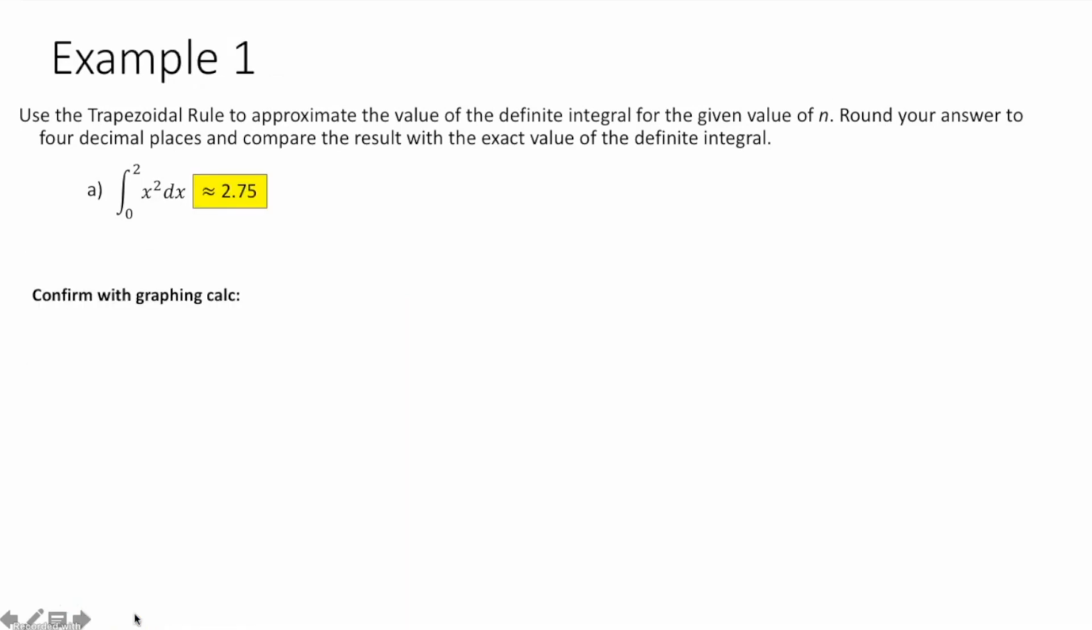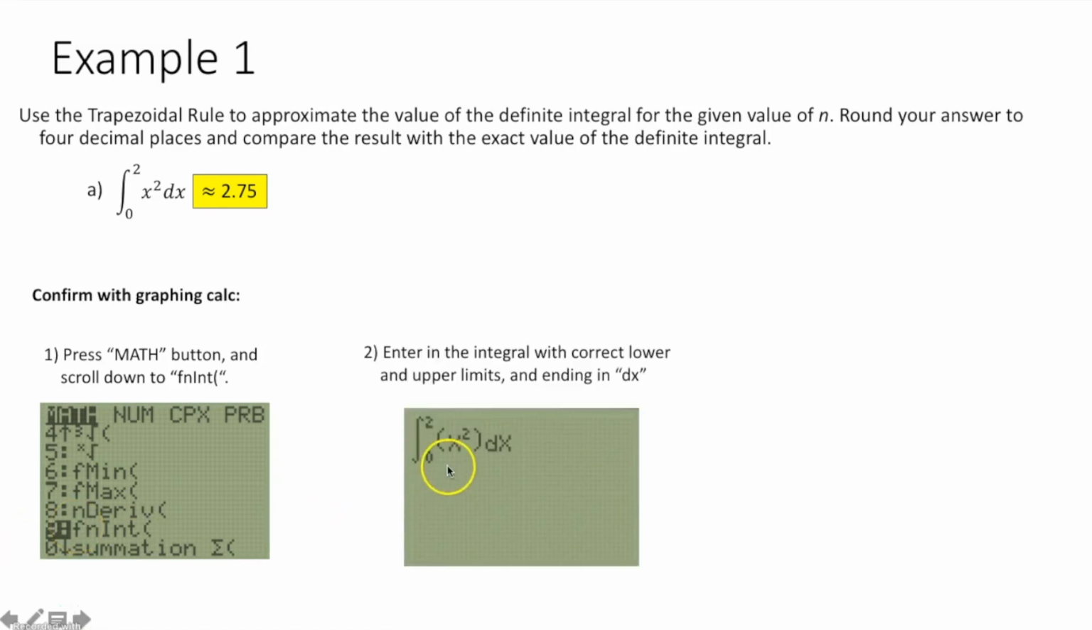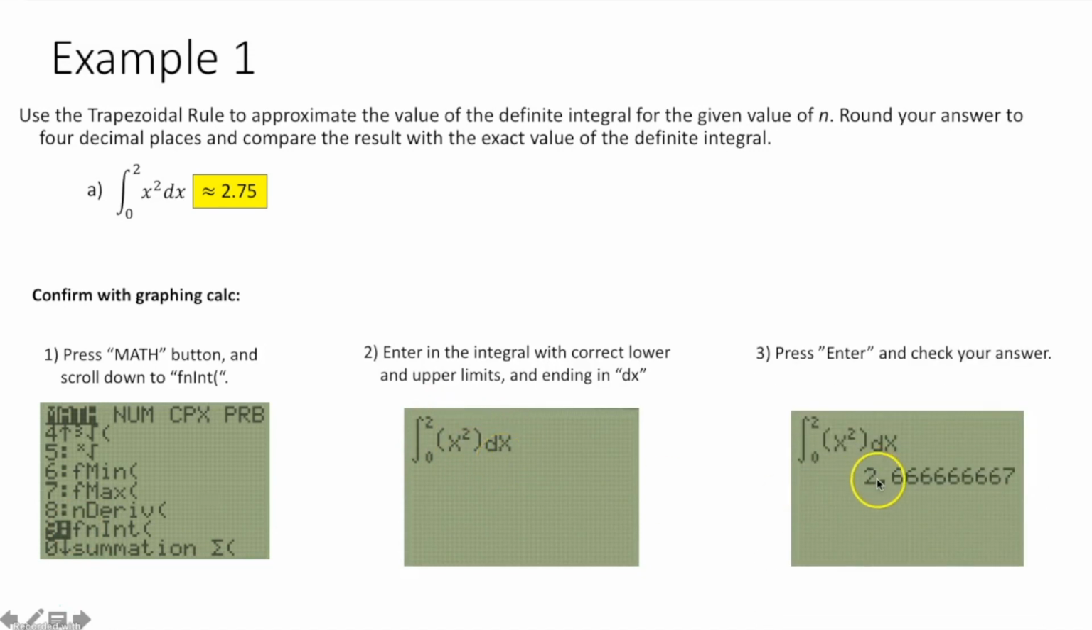We can then confirm this with a graphing calculator by pressing the math button, scrolling down to press 9. We can then plug in our lower limit and upper limit of integration, our function here, and we're integrating with respect to x. Press enter and we get 2.6 repeating, which shows you that this is an approximate area under the curve. It's not exact, but it's approximate.